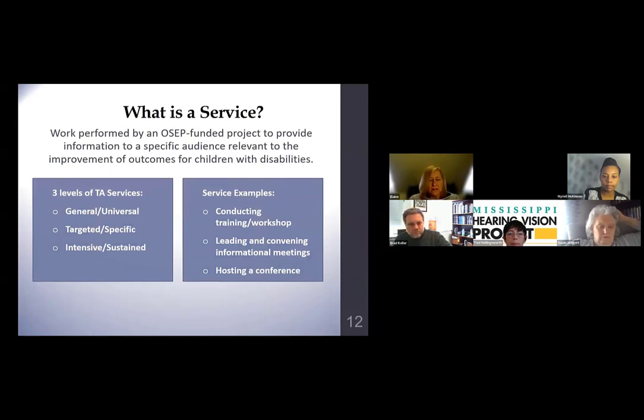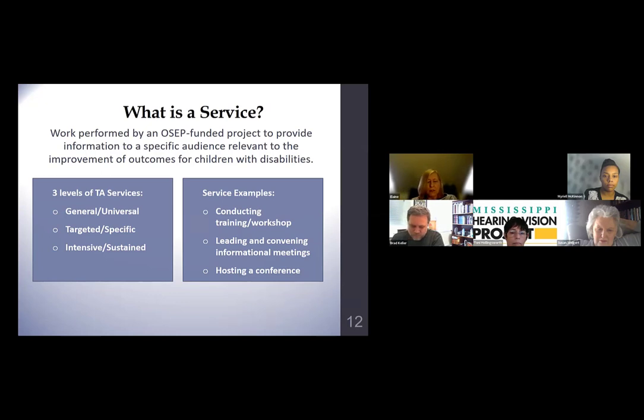So what is a service? It is a key question to all of this. A service is defined as work performed by an OSEP-funded project to provide information or assistance to a specific audience on a topic relevant to the improvement of outcomes for infants, toddlers, children, and youth with disabilities. OSEP recognizes 3 levels of TA services, which I'm sure is familiar to everyone: the general or universal, targeted or specific, and then intensive or sustained technical assistance. And services can be listed and selected from any of those 3 levels.